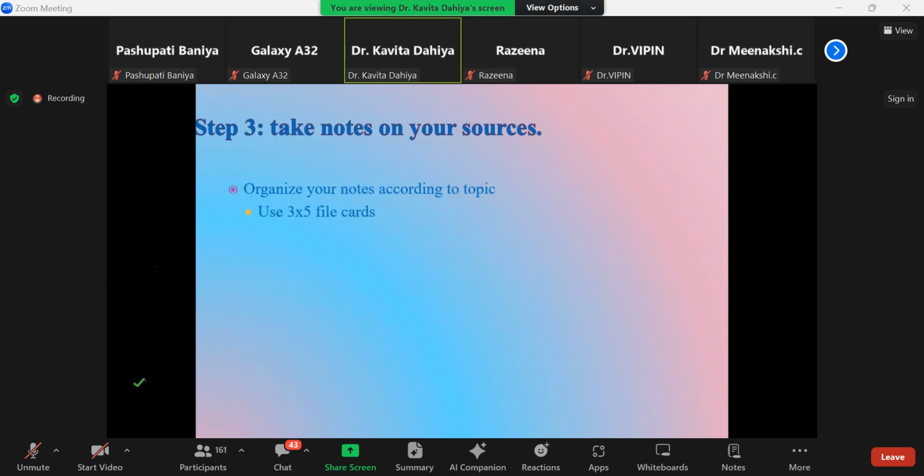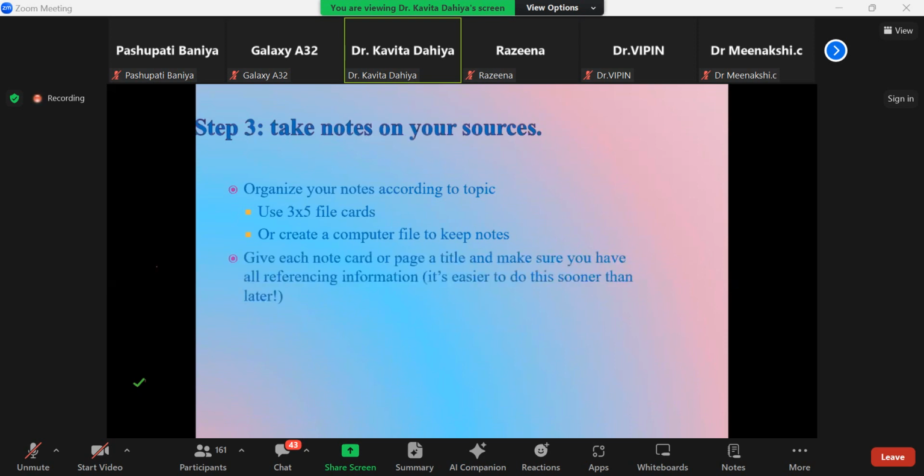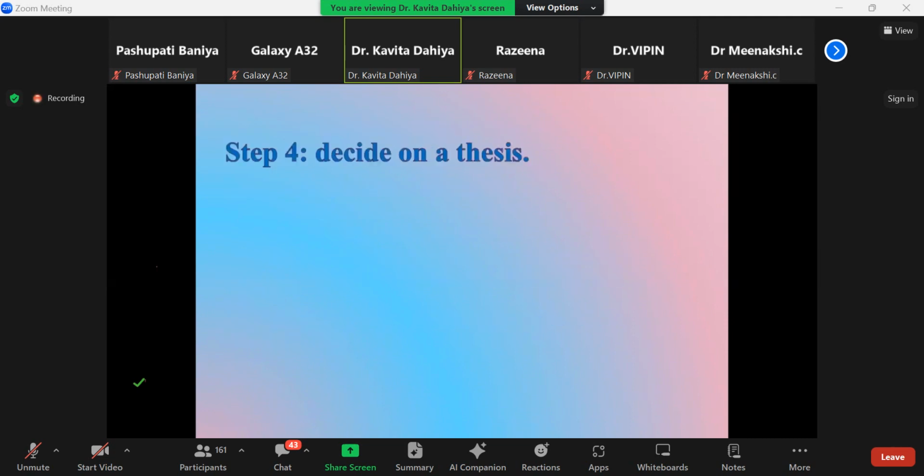Organize your notes according to the topic, as I told you: introduction, literature review, research methodology, according to topic, according to chapter. So use 3 to 5 file cards or create them on the computer to keep notes, and give each note card or page a title. Make sure that you have all the reference information. That is very important.